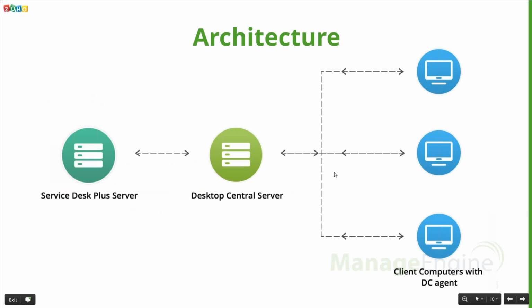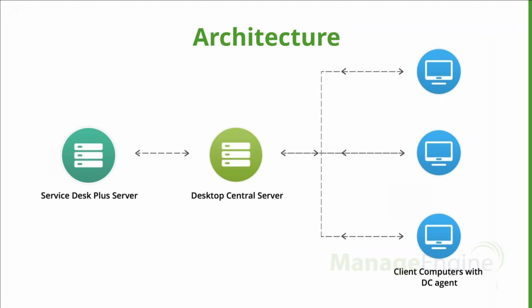Now let's see how Desktop Central and ServiceDesk Plus products are integrated. So this is a typical architecture of the integration. After the integration, whatever commands you initiate from ServiceDesk Plus product from a service request will reach Desktop Central server. Desktop Central server will search for the relevant agent machine and perform the operation.